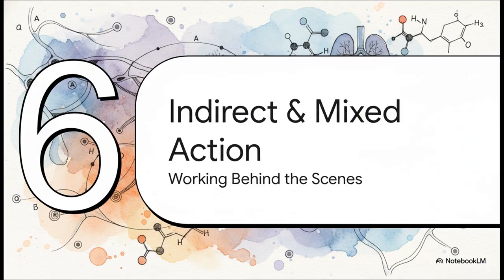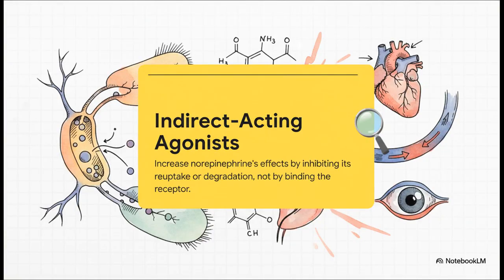All right, let's wrap up with our last two categories of drugs. Now these guys are a little different. They don't just mimic norepinephrine. Instead, they kind of work behind the scenes to crank up the amount of it that's hanging around in the synapse. So the indirect acting agonists are pretty clever. Instead of binding to the receptor themselves, their whole game is to stop norepinephrine from being cleared away from the synapse. It's like they turn up the volume on the body's own signal by not letting the sound fade out.